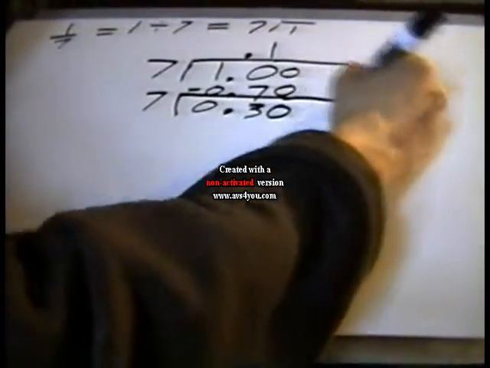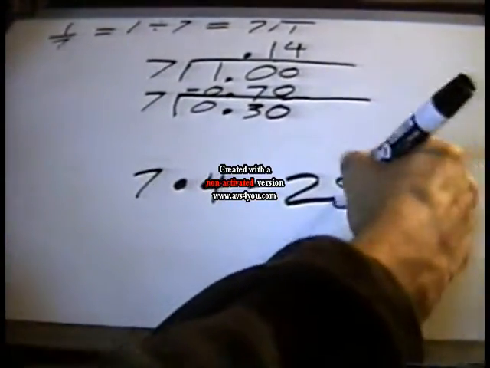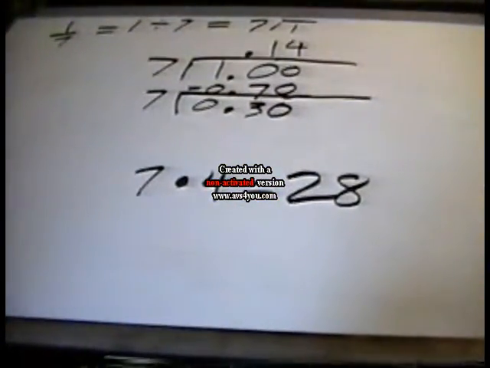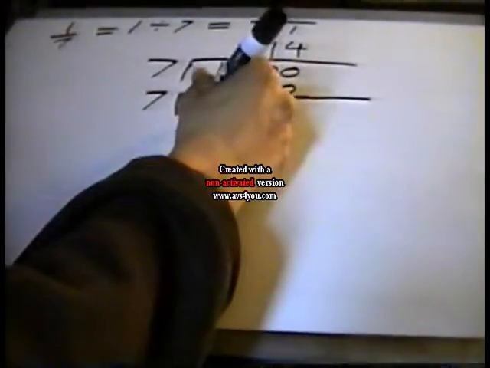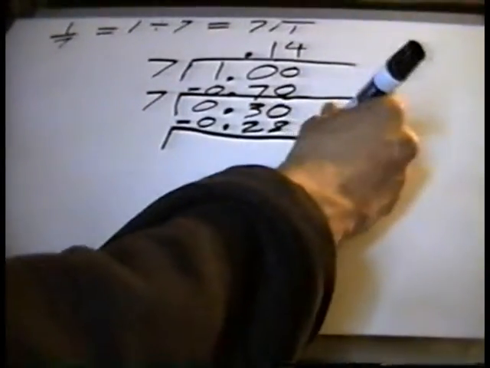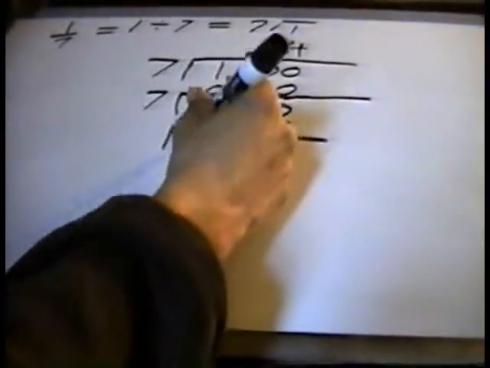Place a 0 next to 3. Now 7 goes into 30 4 times. 4 times 7 equals 28. So therefore, place 28 here and subtract it from 30. 30 minus 28 is 2.